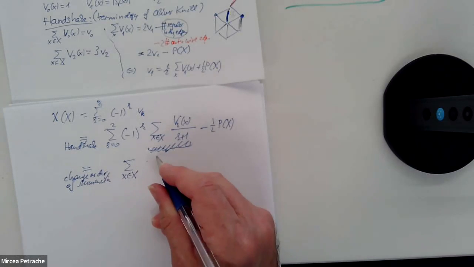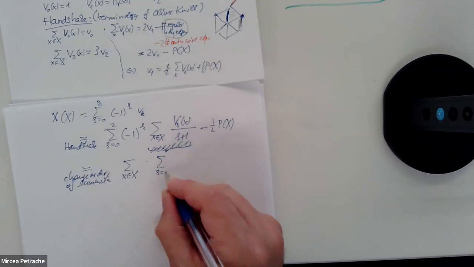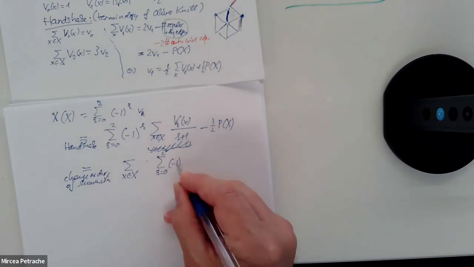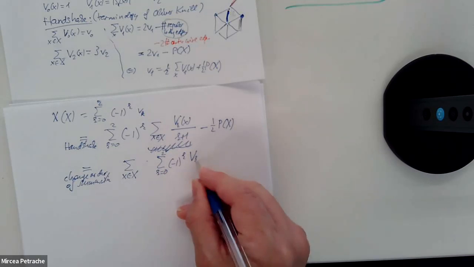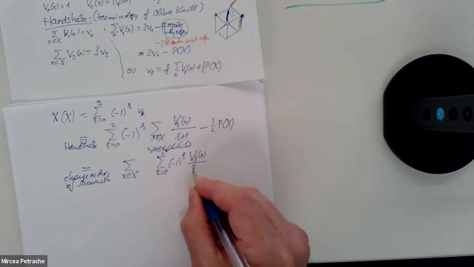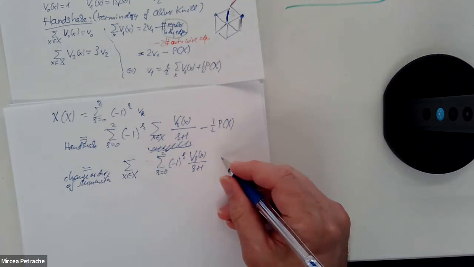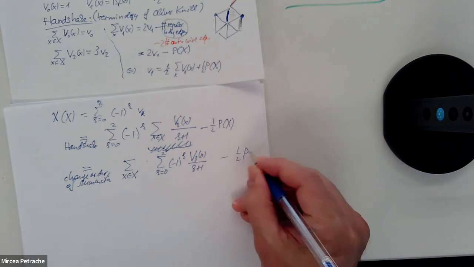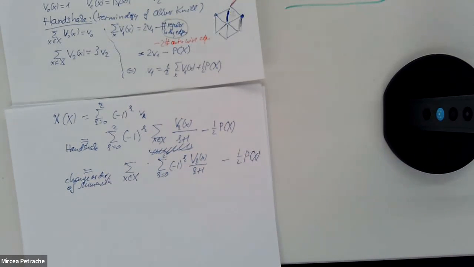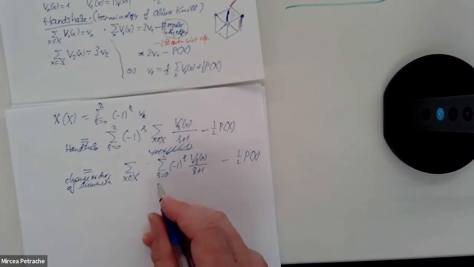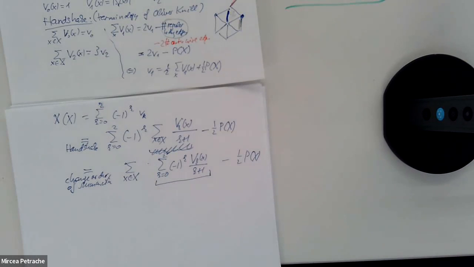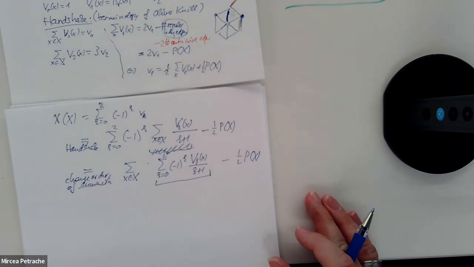And then we get the sum over k equals 0 to 2 of minus 1 to the k v_k of x over k plus 1. So here we have the minus a half p of x. I keep it out. Okay, and so now this thing here is just the.